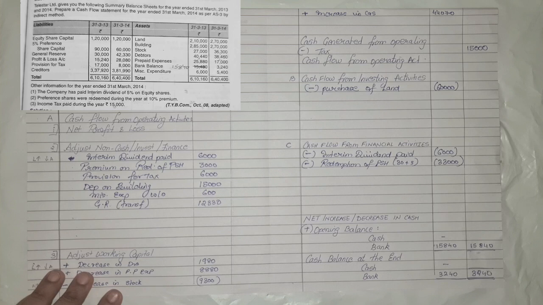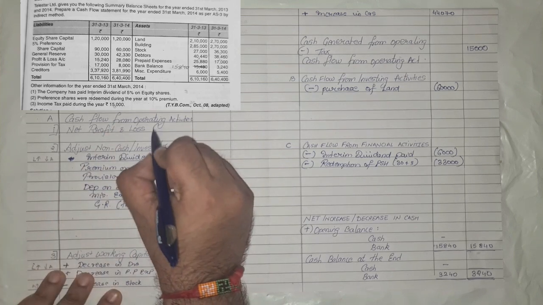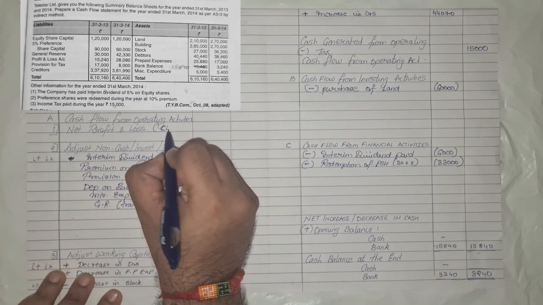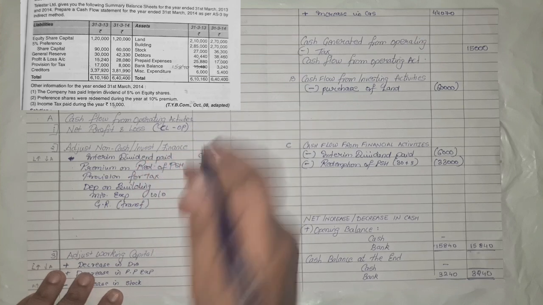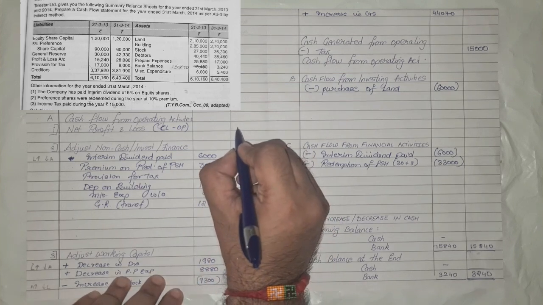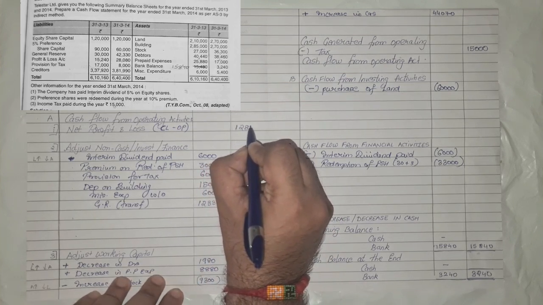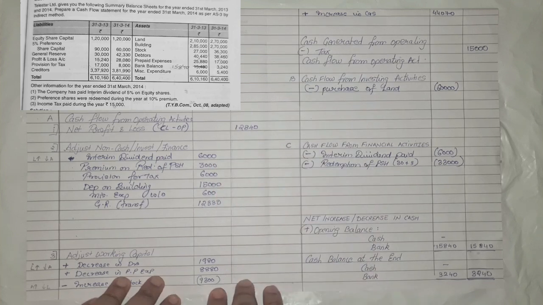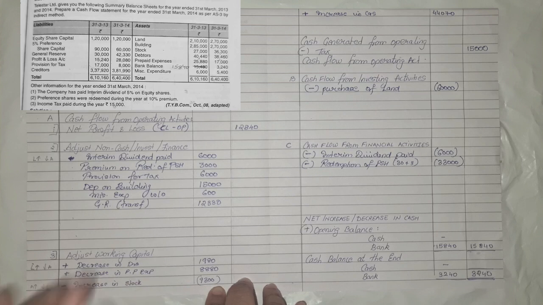P&L, yes, that is important. P&L amounts are given, 15,240 and 28,080. Now always remember, net profit will always be closing balance minus the opening balance. So 28,080 minus 15,240, the difference will come to 12,840. After that we had provision for tax already taken care of, creditors taken care of. So all the posting has been done. We just have to do the filling up job now.